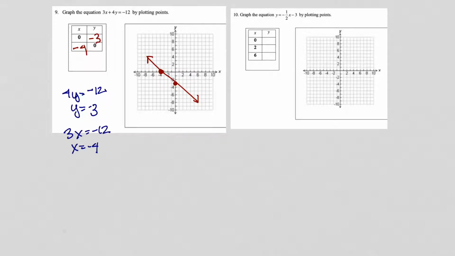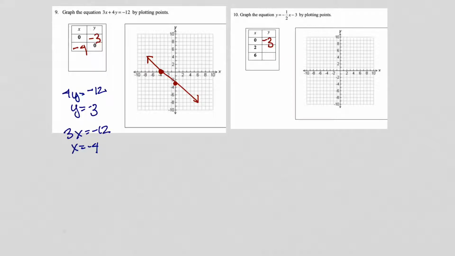Number 10, we're going to graph this equation by just selecting these x values. So let's start. If we put 0 in for x, you can see what's going to happen. That whole term goes out. So you get y equals negative 3. So we'll get negative 3 here.